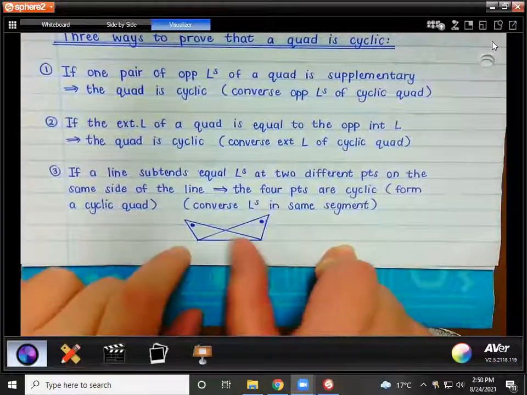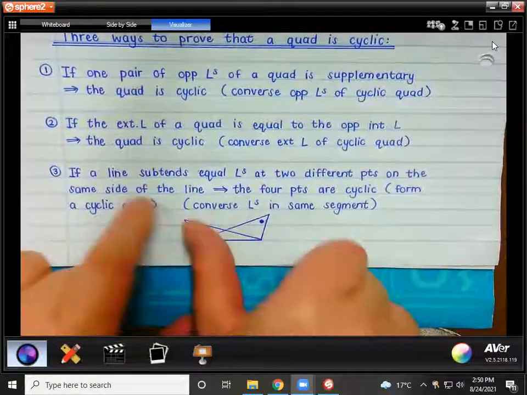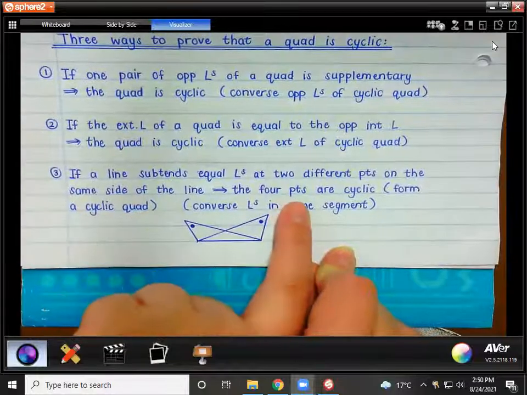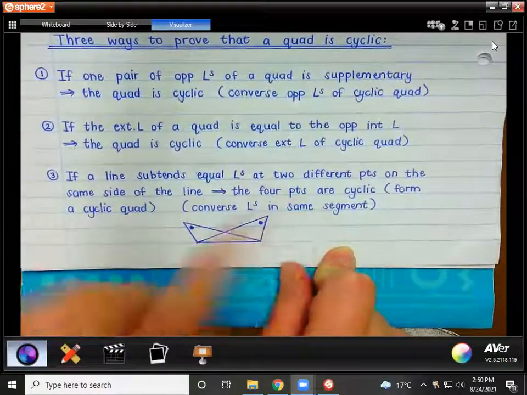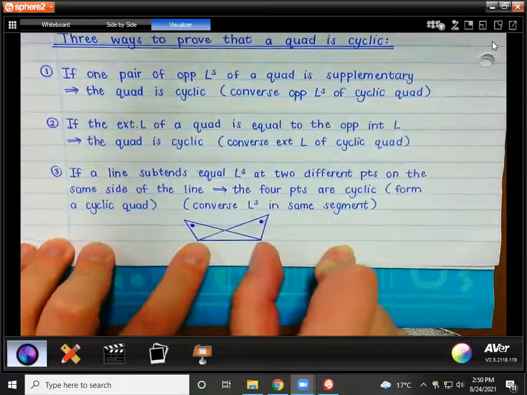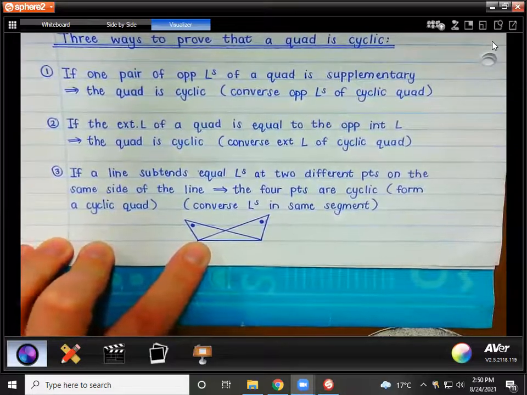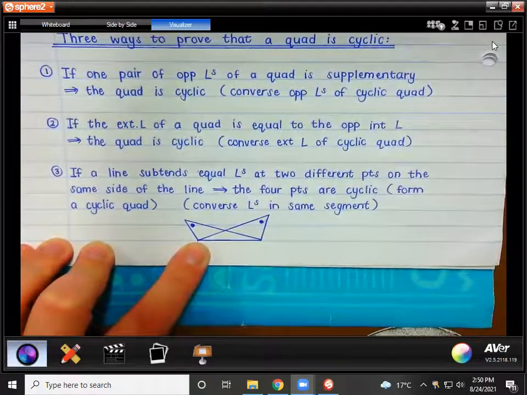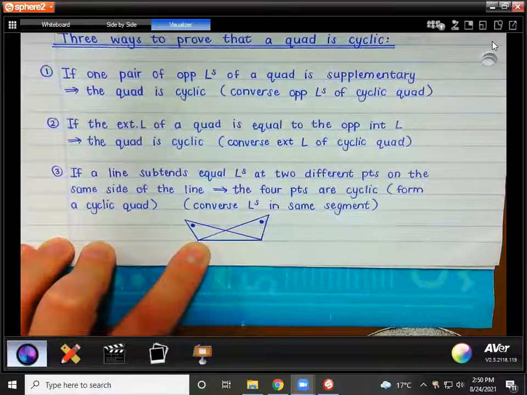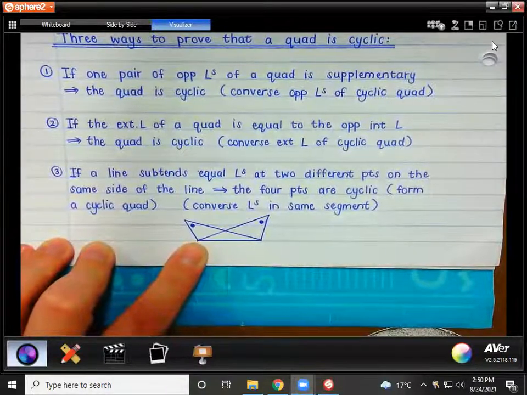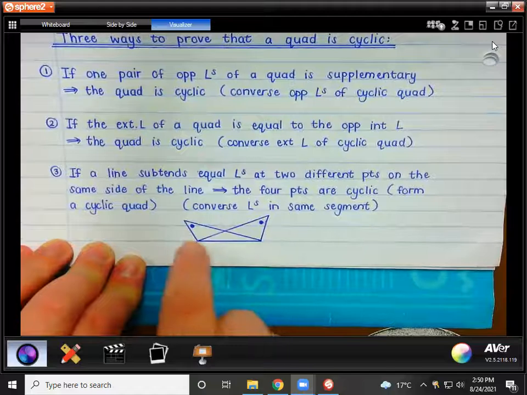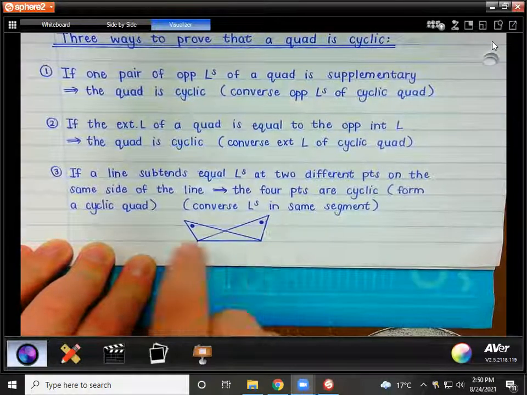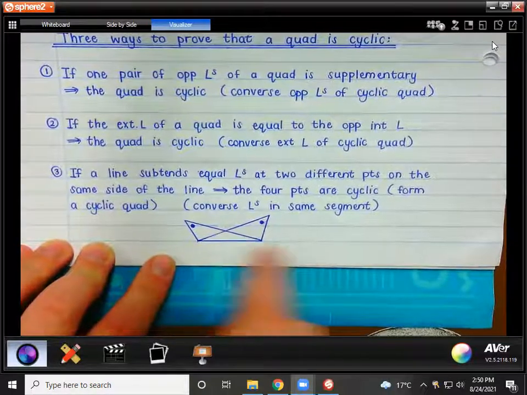If that line is subtending two angles that are equal, so say that angle is 30 and that angle is 30, or that one is x and that one is x, the only way for that to happen is if that line is a chord of a circle that's not drawn. And what is a chord? It's a line going from one point of the circumference to another point on the circumference. So if this is a chord, then these 2 points can lie on the circumference of a circle, right? That's what would make it a chord.